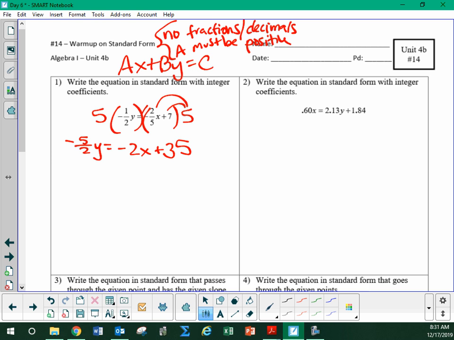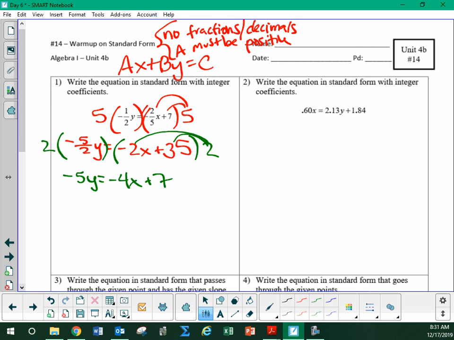Always use your calculator to help you out. I'm just going to go and do the math mentally to make this go a little faster. So that got rid of one of our fractions, but we need to get rid of the other fraction. So let's go and multiply by that denominator on both sides. So over here we get negative 5y. And you again have to distribute, so I get negative 4x plus 70.